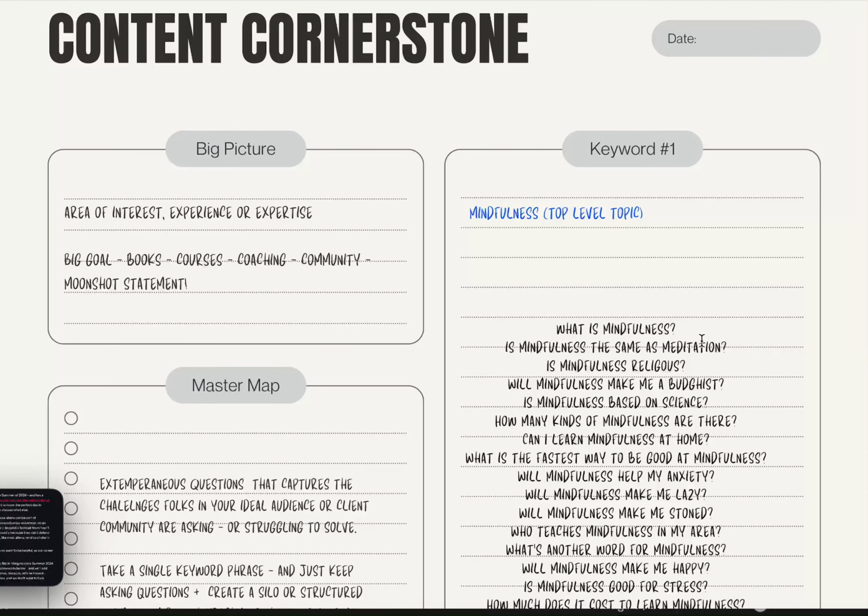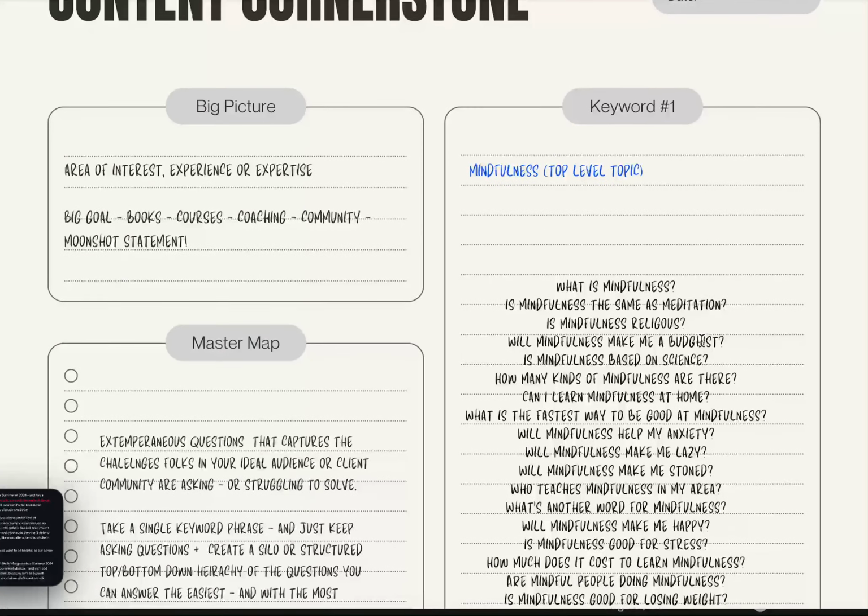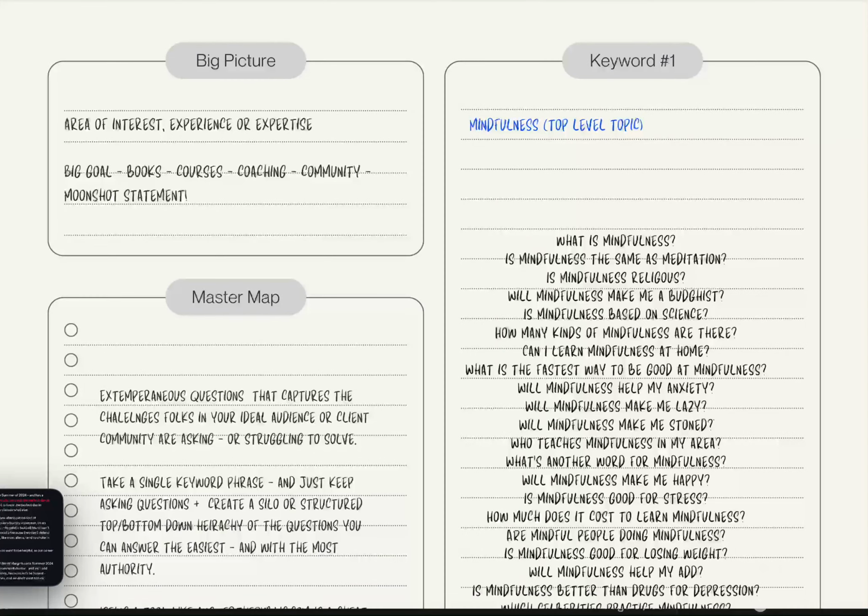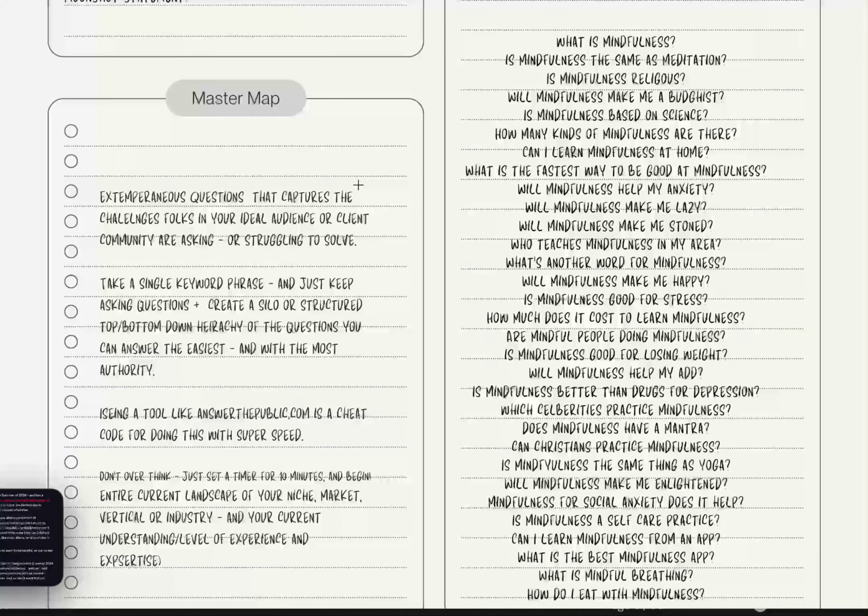This is really the important part over here, but I'm going to cover a couple of the other elements as well. I'm going to do it quickly, but essentially your master map covers the challenges that folks in your ideal audience or your quintessential client community may be asking, like extemporaneous questions that folks ask you as a professional in your niche, market, vertical, industry, area of expertise, things that folks really struggle to solve that you empirically know. There are shortcuts to this if you don't have that information available to you.